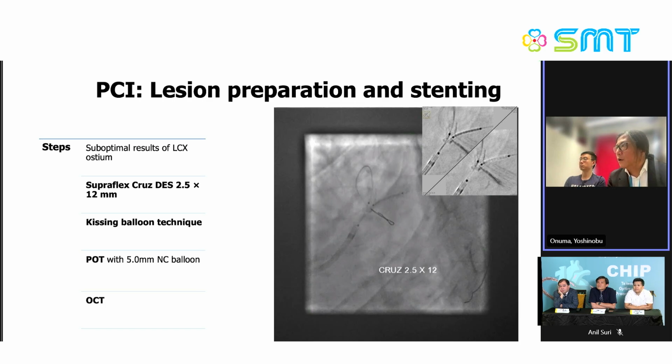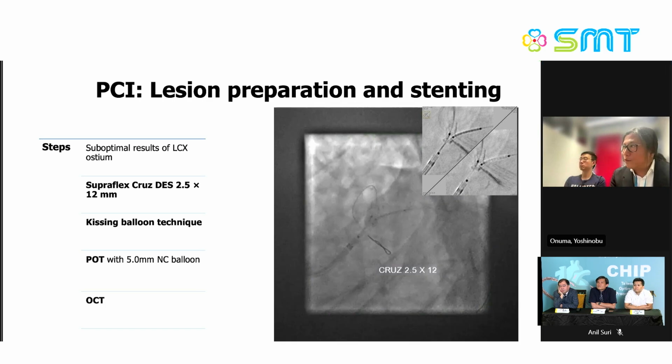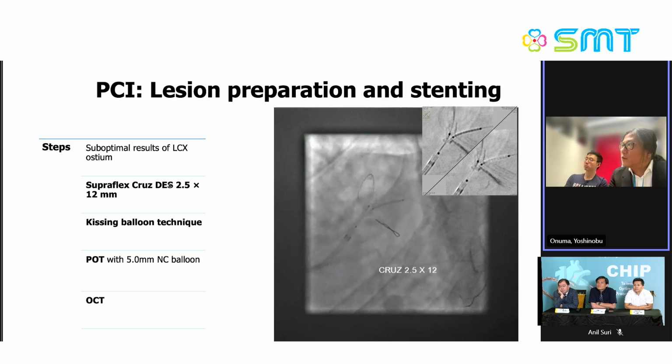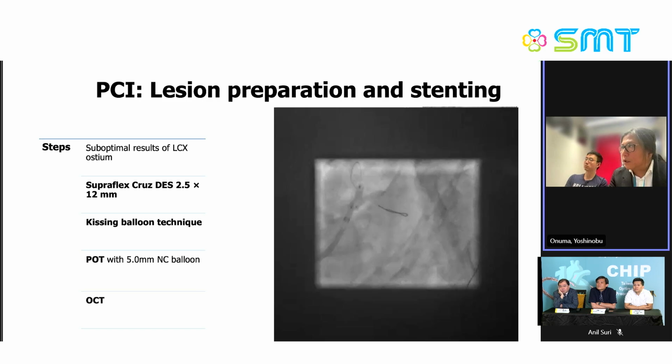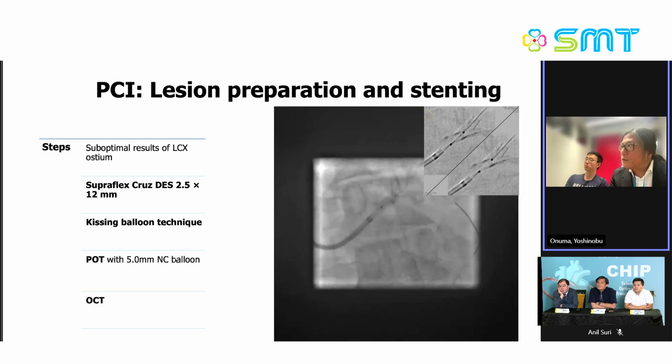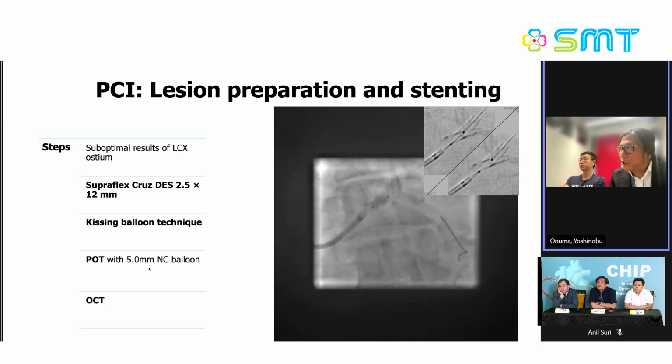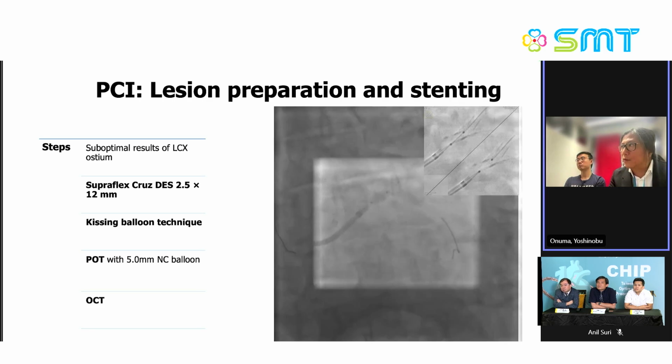And then after putting the stent, we also did the kissing balloon to be sure that the opening of the circumflex is maintained properly. And at the end of the procedure, we also did the POT with the 5.0 millimeter non-compliant balloon. And we also did the OCT just to check if there's any more optimization needed or not.